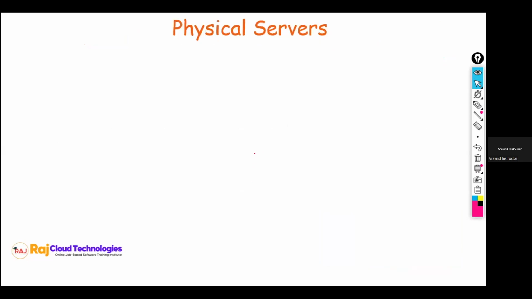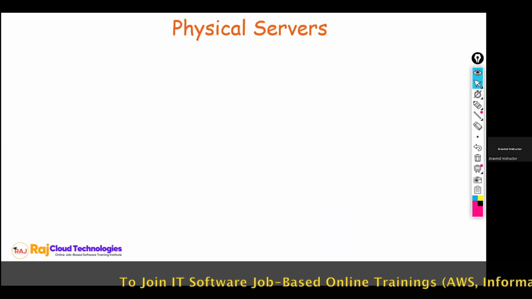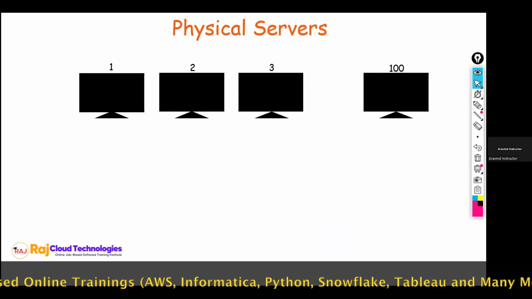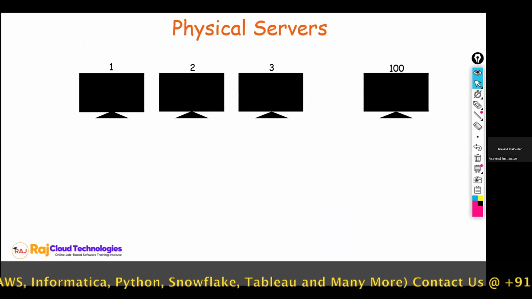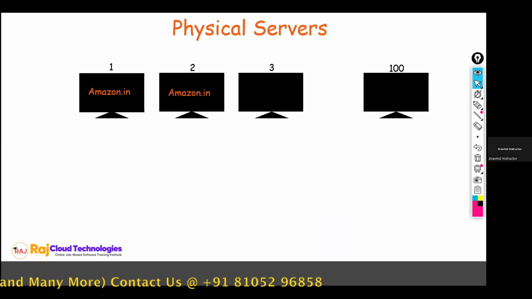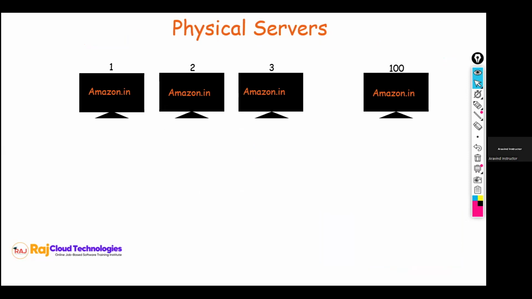Next one. So let's say I have my own company. In my company, there are 100 physical servers. In all these servers, I'm deploying an application called Amazon.in. You're already familiar with this e-commerce website where you purchase goods and electronics items. So this application is running in the backend on 100 physical servers.